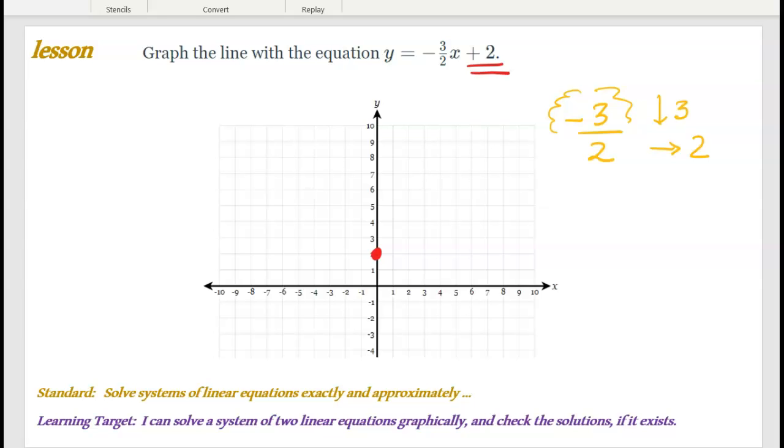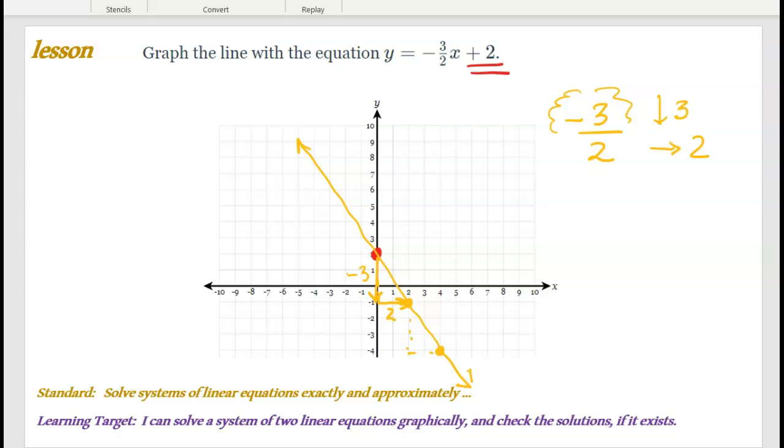So I'm going to go from this point, down 3 spaces, 1, 2, 3, and over 2. Boom. Down 3 spaces, over 2. Boom. All of these points are on my line. And then I draw my line. And there it is. Okay? So the y-intercept is 2. The slope is down 3 and to the right 2. That's my slope.